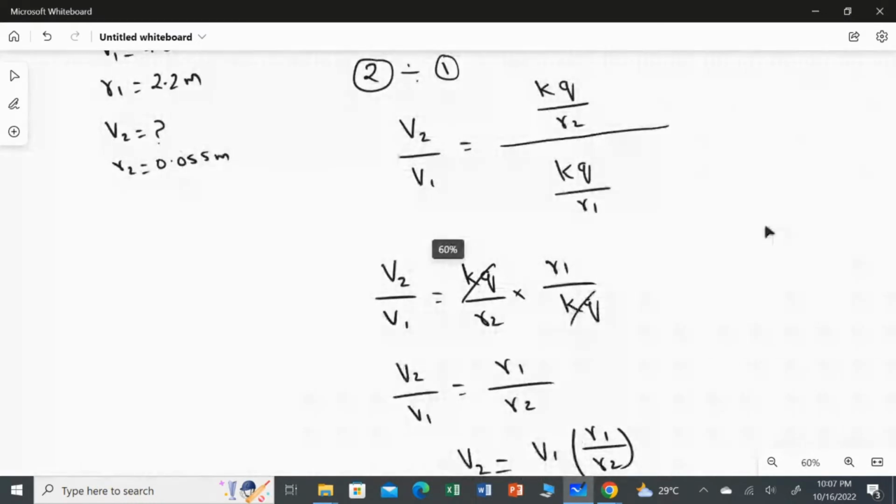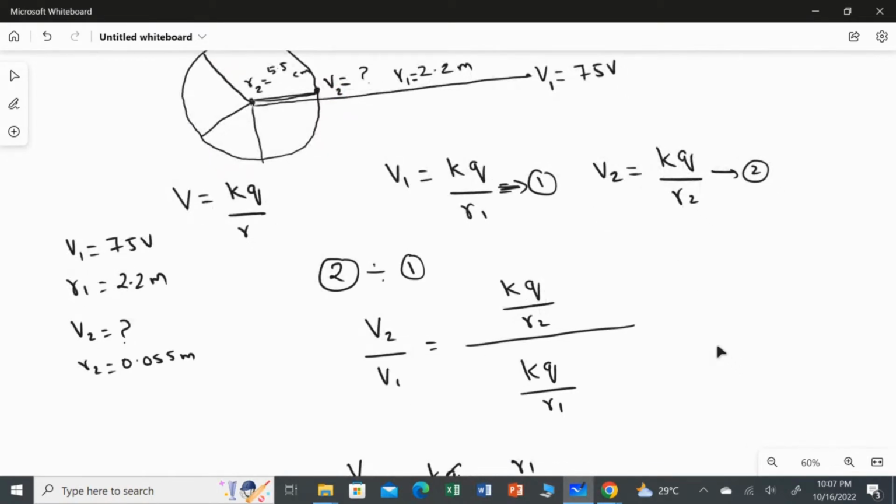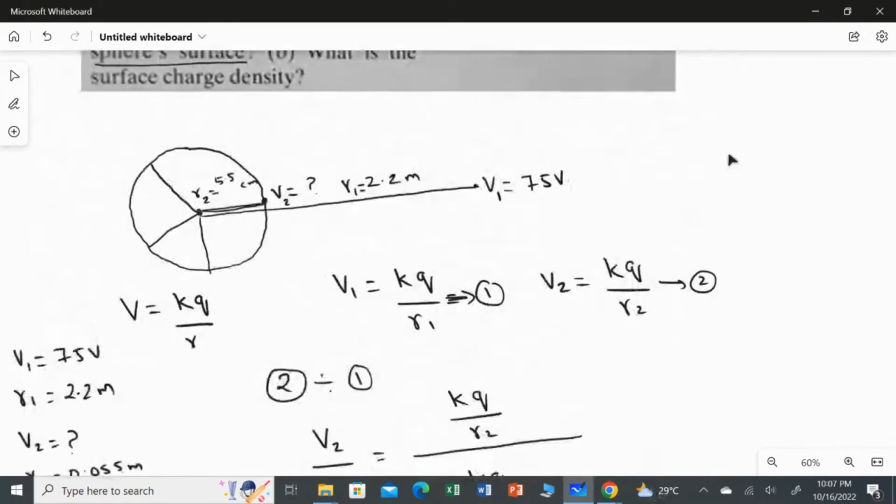Actually, it clearly shows, you have to see, when the distance is greater, the potential is weaker. When the distance is shorter, the potential is stronger. So it's exactly proved here. For distance 2.2 meter, the potential is 75 volt. For distance 5.5 centimeter, the potential we got is 3000. So our answer exactly proves it's true. Correct? Okay, this is the answer for the first part.